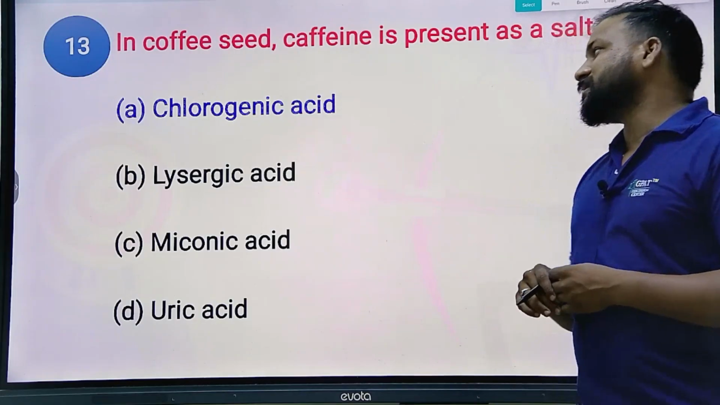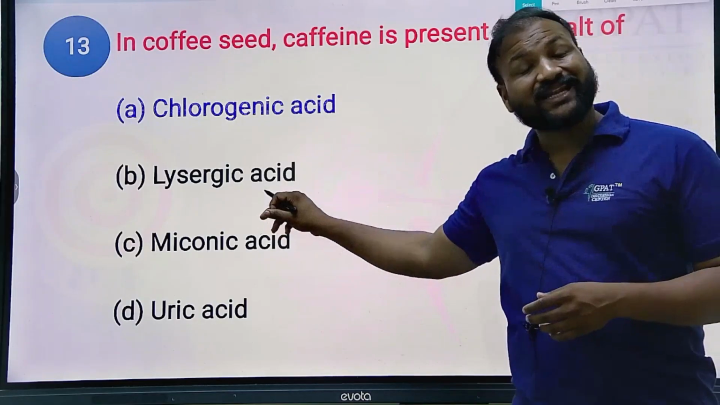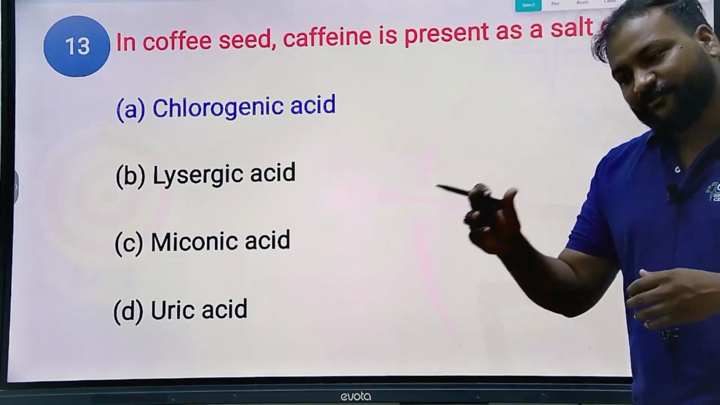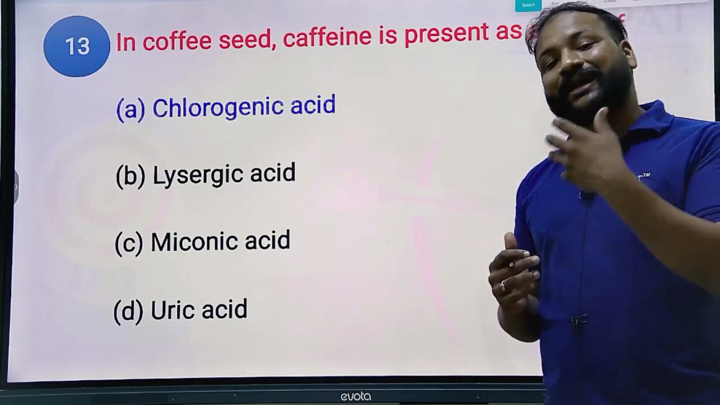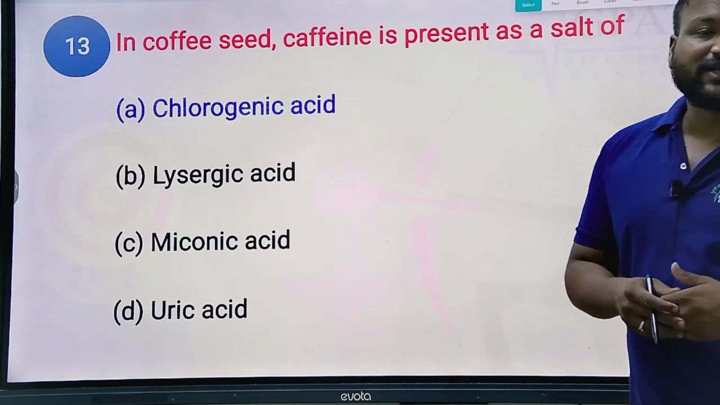Okay. So like here itself, ergot alkaloids come with lysergic acid. Clear? Every alkaloid has the corresponding acid, okay, for exhibiting the physical and chemical properties.